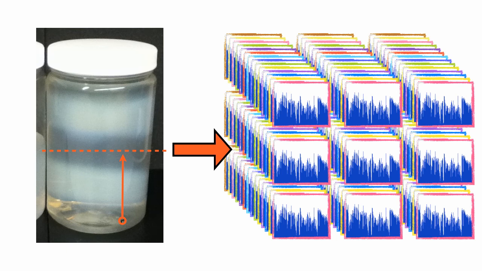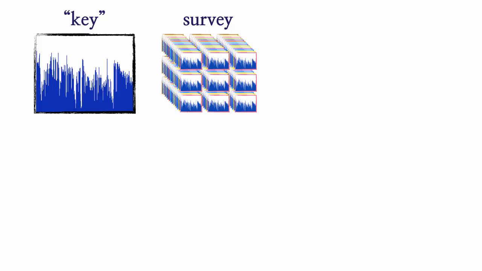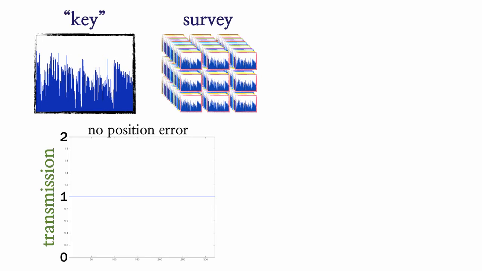At this point, we're roughly in the vicinity of the true zero position. So here, we acquire a survey of light profiles, where each profile is acquired from a slightly shifted positioning of the dosimeter. And somewhere in this survey is the true zero position we want to seek out. So we compare the key light profile that we saved from before to the survey of light profiles. Specifically, we calculate transmission values.